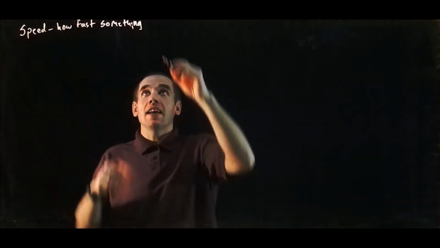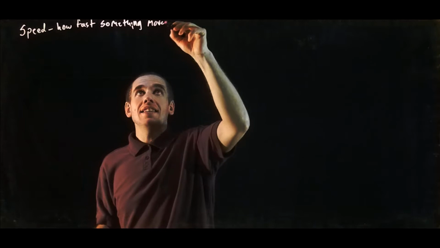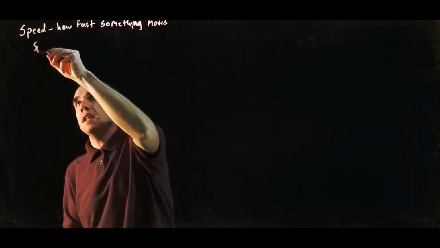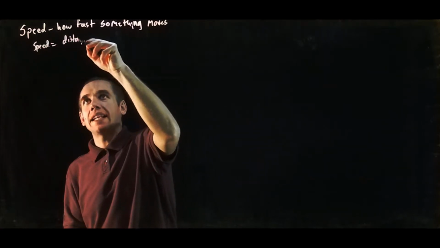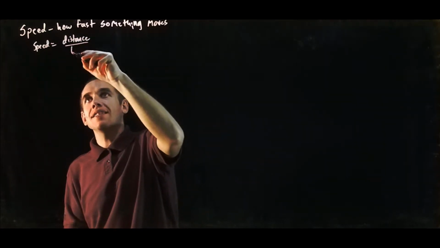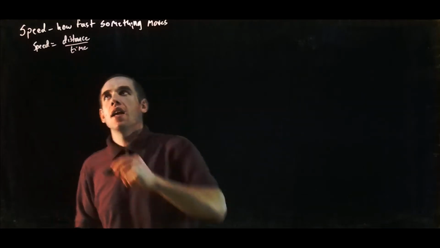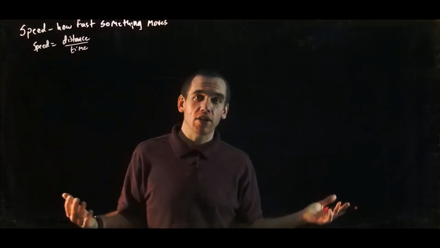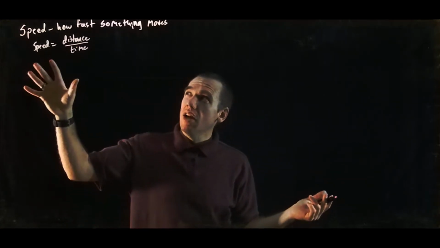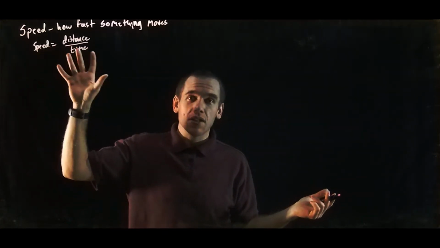So speed is how fast something moves, and it is a comparison to time. And so we know we can calculate speed. Speed is equal to distance divided by time. But the problem is, distance does not tell me direction. And we're interested in not only how fast something's moving, but also which direction it's going. So we're going to need to be a little bit more precise than just speed can tell us.